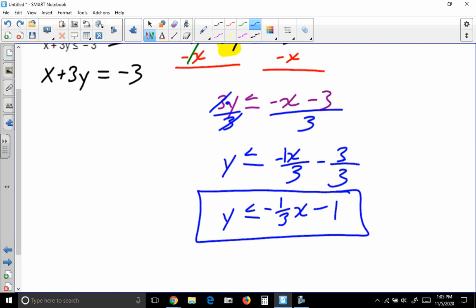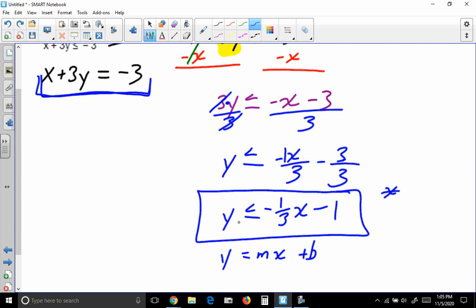Do we have to do it that way? No, not exactly. We could leave it in this format, and we could pick a y, get an x, or pick an x, get a y. But again, we're going to do slope-intercept for practice.